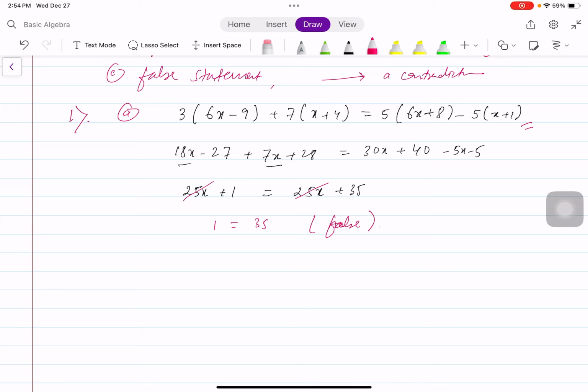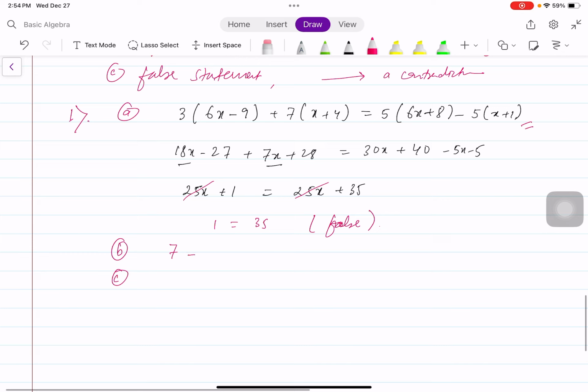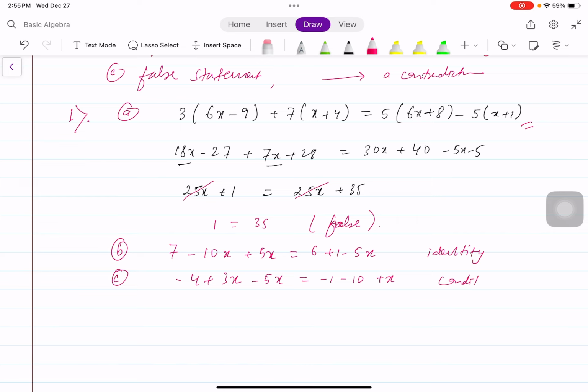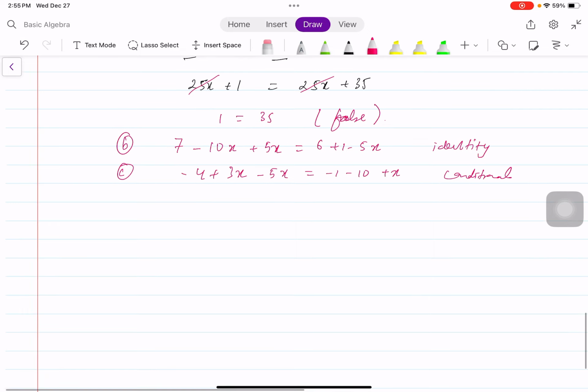Similarly, we can verify given problems as an identity and a conditional equation. So I will list a few problems here. I want you to solve them. So this turns out to be an identity, and this problem turns out to be conditional. I strongly recommend that you solve these problems.